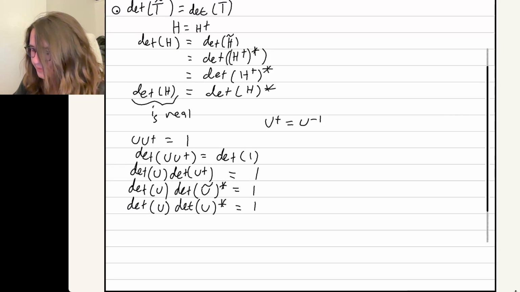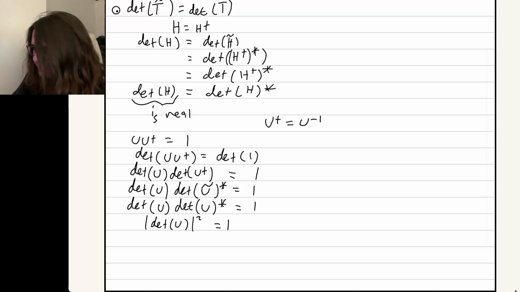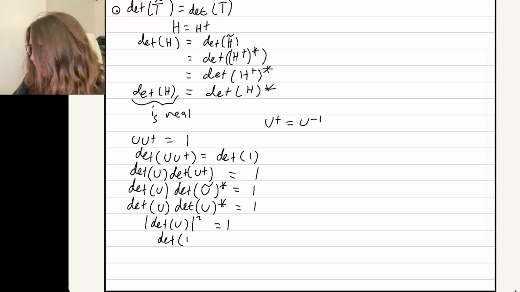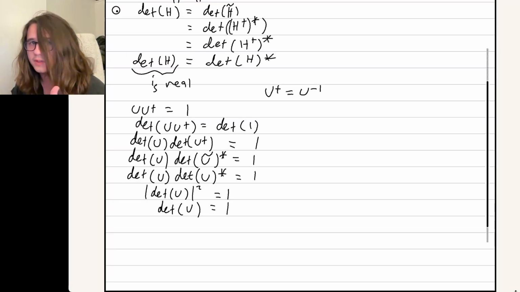Now that is a mod squared of the determinant of U. So you have determinant of U mod squared equals 1. You can now take the square root of both sides, and you get the determinant of U is equal to 1. So, cool stuff there.